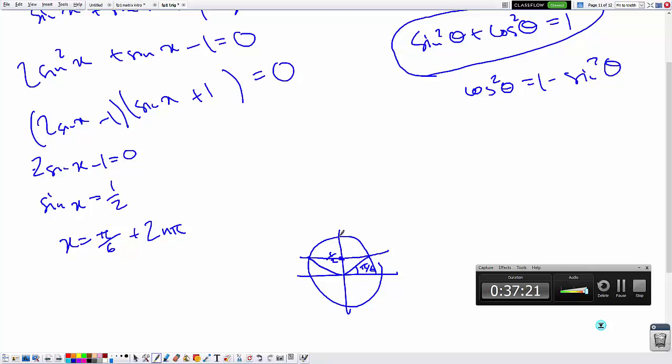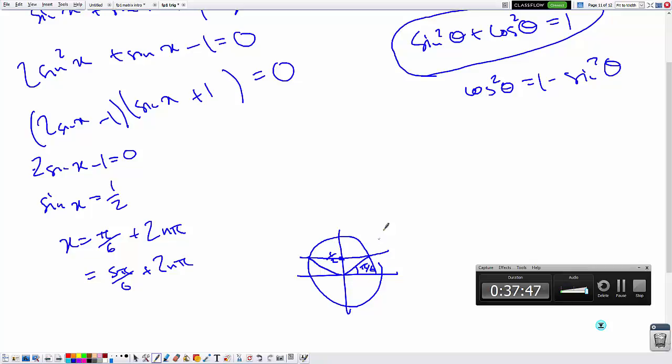Remember, sine is vertical, cos is horizontal. So this one is clearly 5 pi over 6, because the whole thing, 180, is pi. You take away pi over 6, you get 5 pi over 6. So my other answer for x here is 5 pi over 6 plus 2n pi. Sometimes, if the question says between 0 and 2 pi or 0 and 360 degrees, you have to make them both positive.